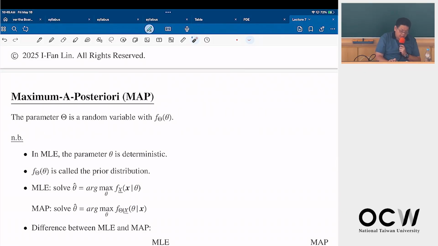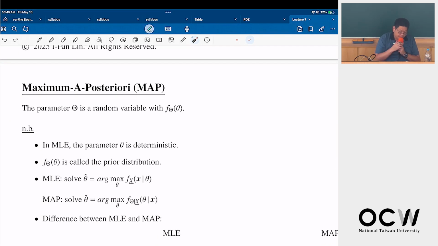The next one is called the Maximum-A-Posteriori, or the MAP. We have the parameter theta, and now the data is a random variable. And we also have the distribution for this parameter, f of theta. Remember that in the maximum likelihood estimation, the parameter is deterministic. But now we're talking about a parameter that is a variable, and we have the PDF. This PDF is called a prior distribution.